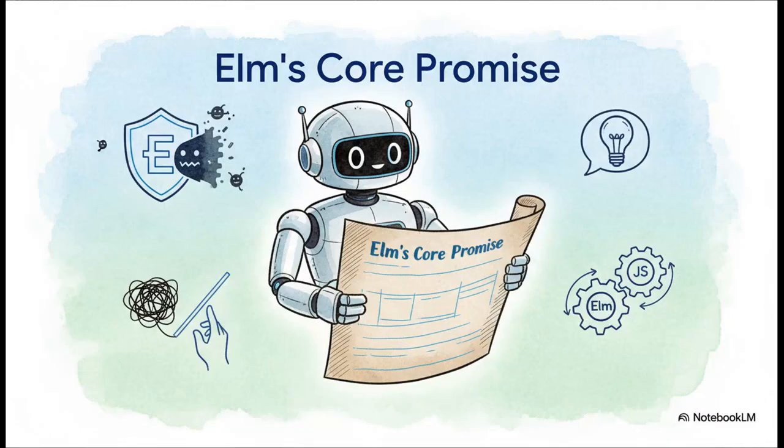So this assistant makes some pretty incredible promises. First and foremost, and this is the big one, practically zero runtime exceptions. That alone is a total game changer. Then it gives you these famously helpful error messages that actually guide you to the fix. This all leads to a refactoring experience that people actually describe as delightful. You can make huge changes with total confidence. And the best part, it all compiles down to plain old JavaScript that any browser can run.